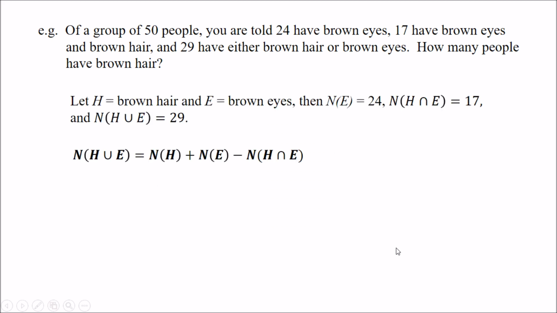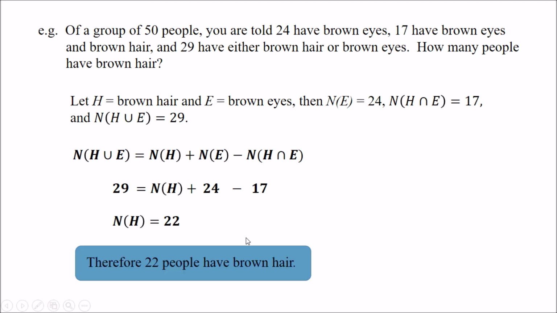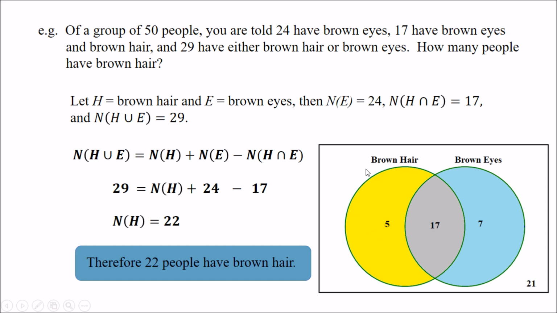Same question. I could have again used the addition rule, plugging in the values that I know. I would have once again come up with 22 people for the number of people that had brown hair, which would have agreed with our table from the previous slide.